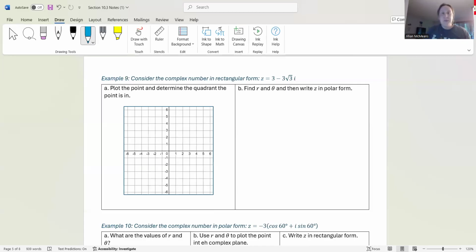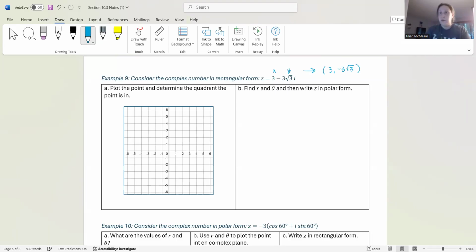Okay, so example 9 says, consider the complex number in rectangular form, and we have z equals 3 minus 3 root 3 i. Part A says, plot the point and determine the quadrant that the point lives in. Well, remember, we could treat this like x, we can treat this like y, so this is basically equivalent to the ordered pair (3, negative 3 square root 3).